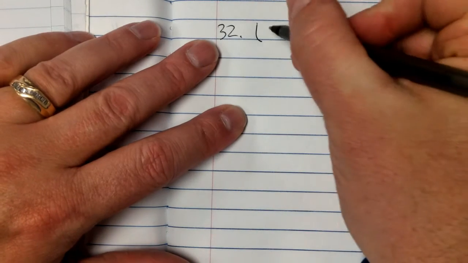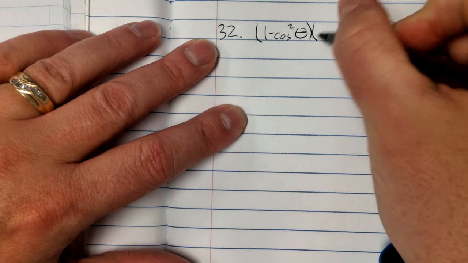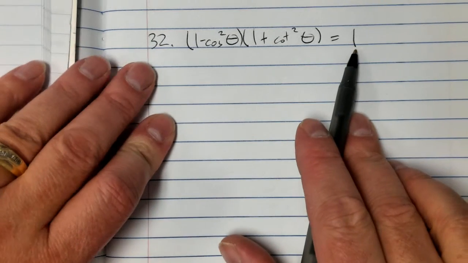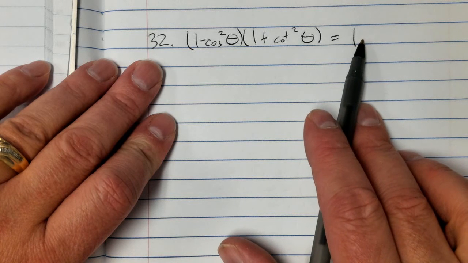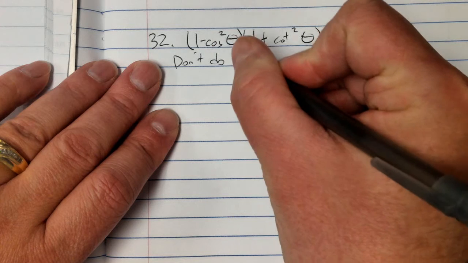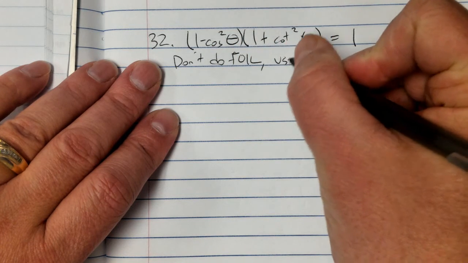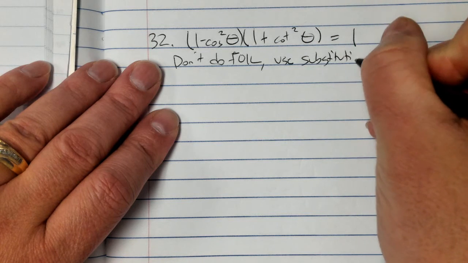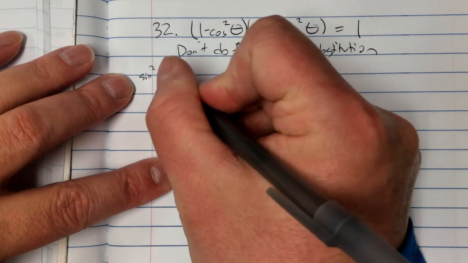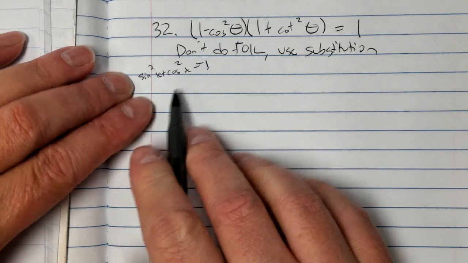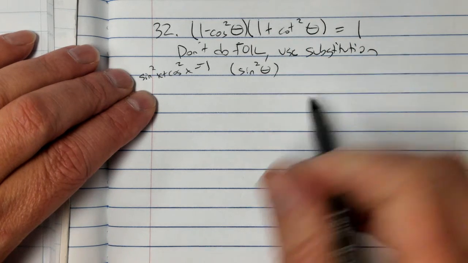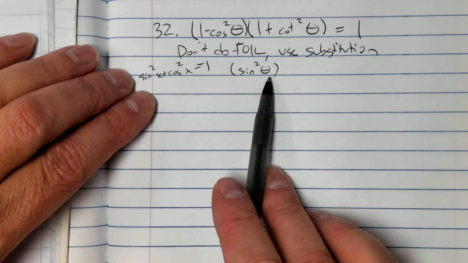On 32, we have 1 minus cosine squared theta times 1 plus cotangent squared theta equal 1. Okay, so it's just going to simplify to a number. And so if you keep that as a goal in mind, then the best way to approach this is don't do FOIL. You want to use substitution. And so for our first one, we have sine squared x plus cosine squared x equal 1, which means if we solve for sine squared and move this over, we get sine squared for the front. So we're just basically replacing 1 minus cosine squared with sine squared.